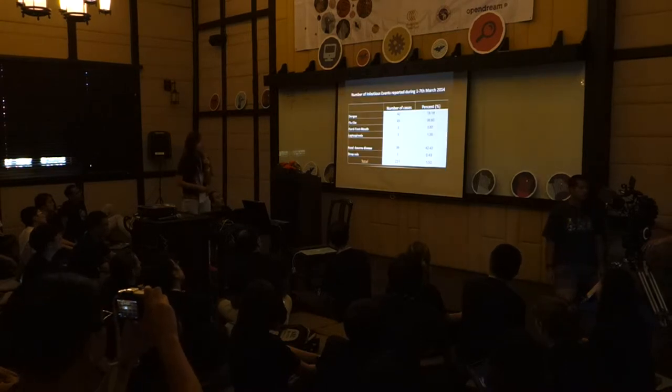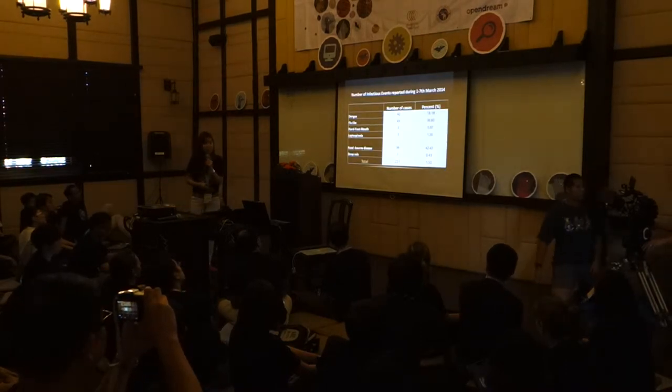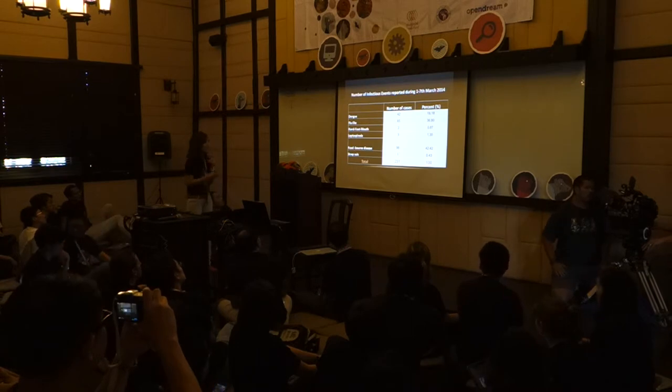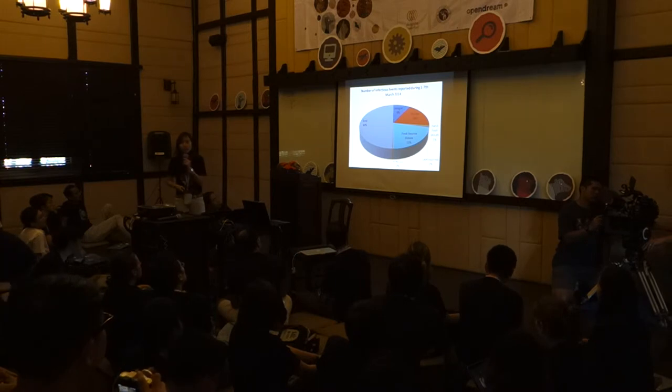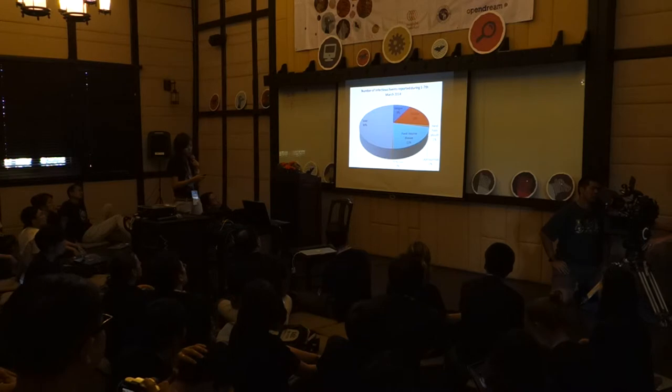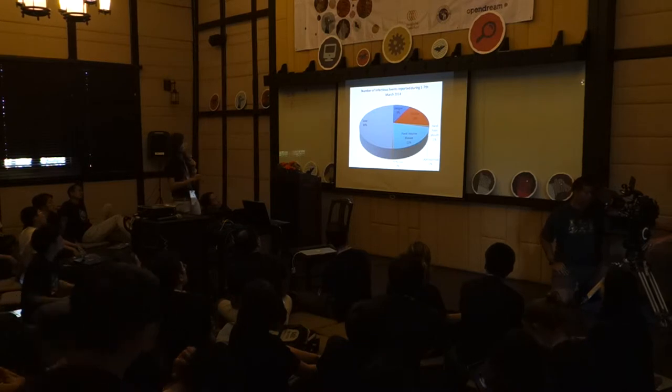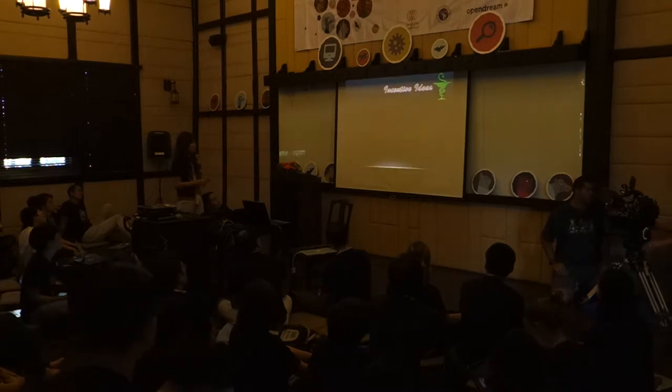And also we can use the information and display the percent, and the percent can be interpreted into a pie chart, and the pie chart will show you the ratio of the infectious events that were reported.